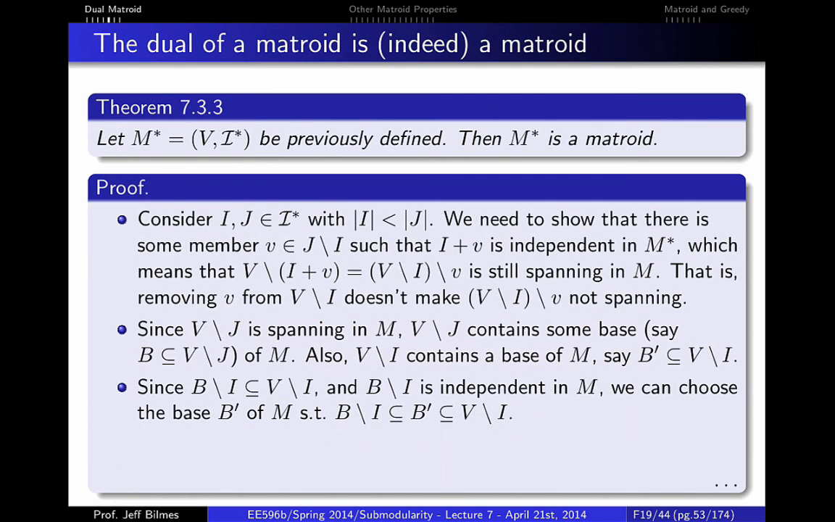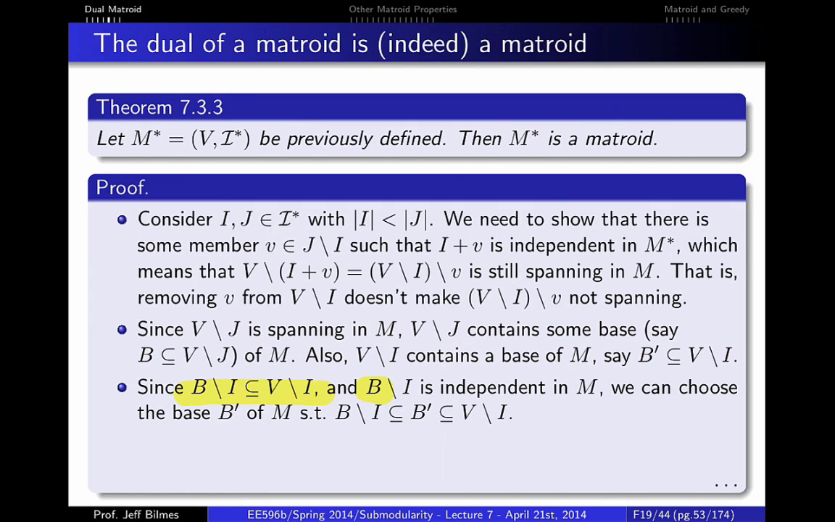Now, we know that B except for I is a subset of V except for I. Why? Because V is the ground set, and B is a subset of the ground set. Anything is a subset of the ground set. And so if we remove I from B, that's going to be no greater than removing I from the ground set. And we also know that B is a base, right?